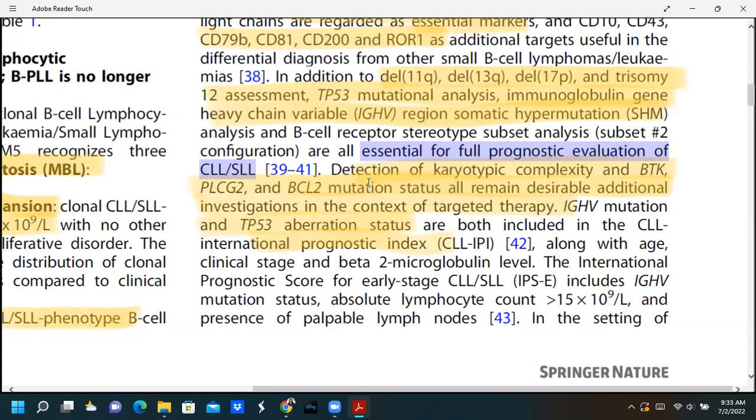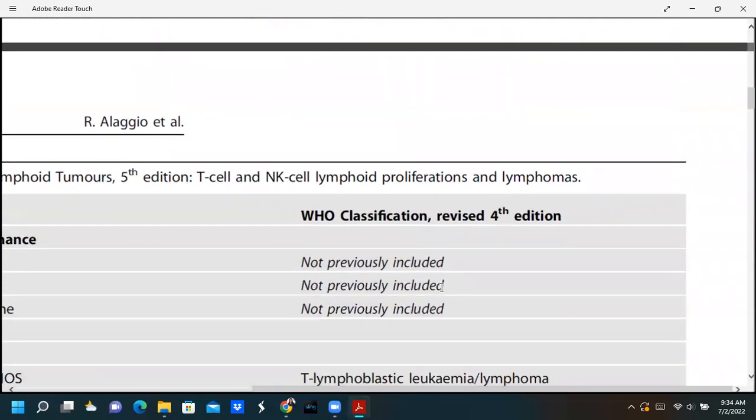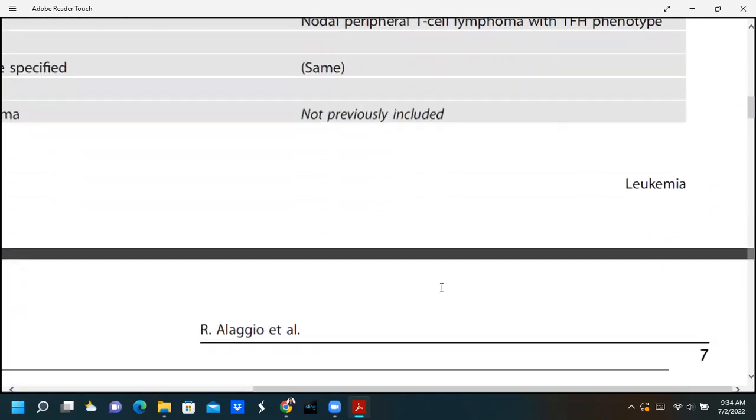And then detection of karyotypic complexity, BTK, PLCG2, and BCL2 mutation status. These are desirable. Now, the IGHV mutation and TP53 aberration status are included in the CLL International Prognostic Index. And then we know that it has multiple things like age, clinical stage, beta-2 microglobulin, and stuff like that. Then there is another one, the international prognostic score for early stage CLL, SLL. We don't need to remember all of this. I don't think we need to go into much detail of that unless you are really interested in it.